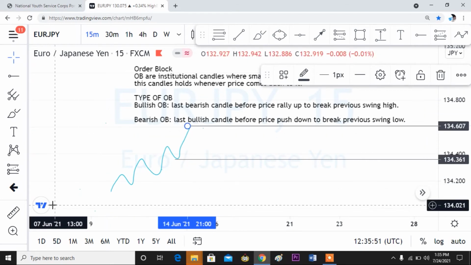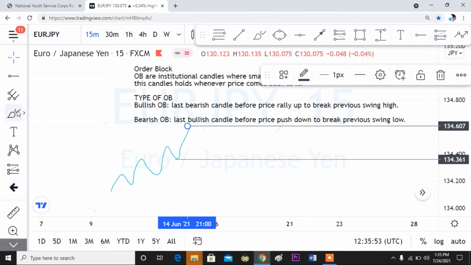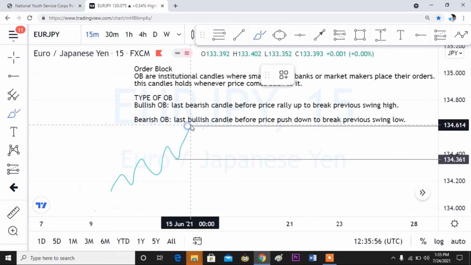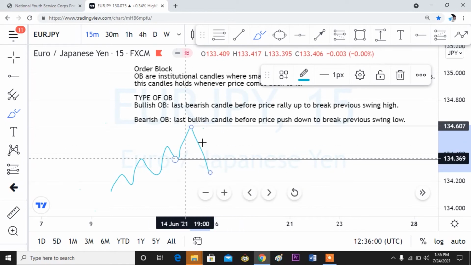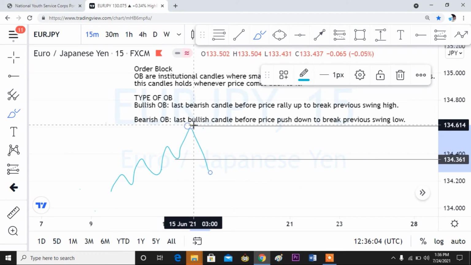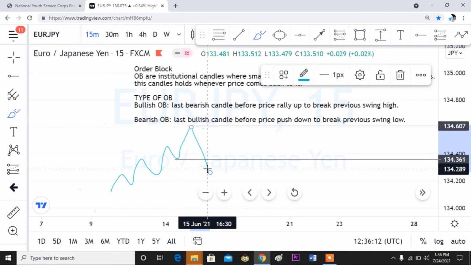Now suppose price moves down and then breaks the swing low. This is what we're looking for. So first there must be a swing low and there must be a swing high. Then we watch to see whether price breaks either the swing low or the swing high. Remember we said we have two types of order blocks, the bullish order block and the bearish order block.